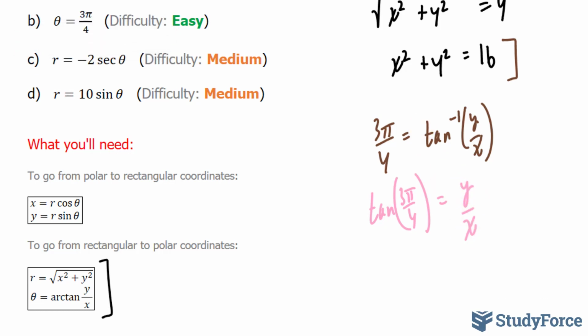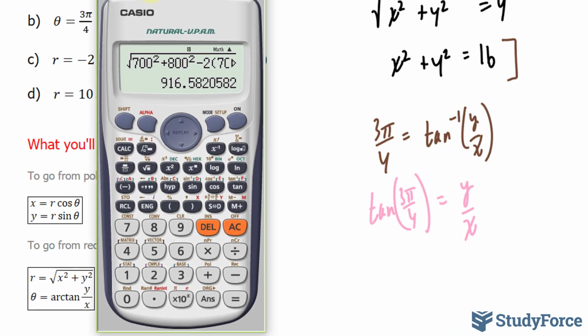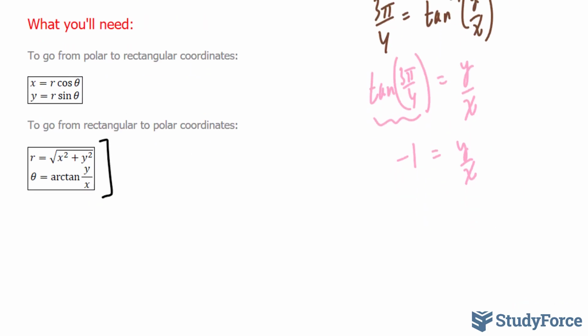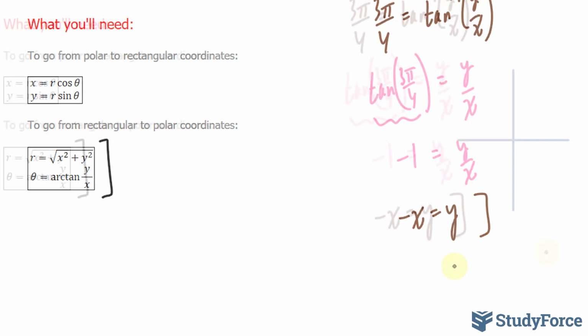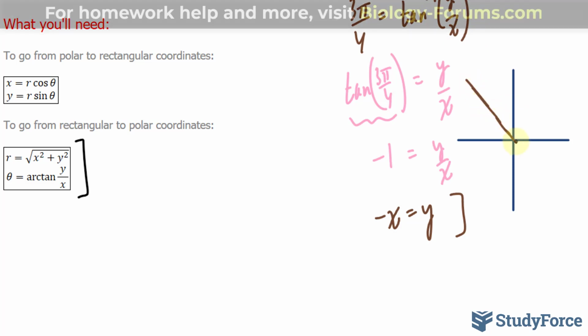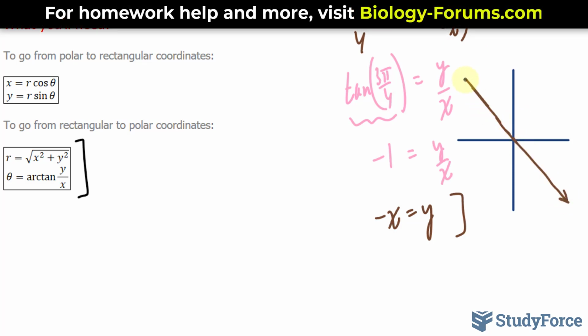Tangent 3 pi over 4 can be evaluated on your calculator. Tangent 3 pi over 4 is equal to negative 1. This part has become negative 1 is equal to y over x. Solving for y, we end up with negative x is equal to y. This is a linear equation where if we were to plot it on an xy plane, it would be a line going in this direction, passing through the origin.